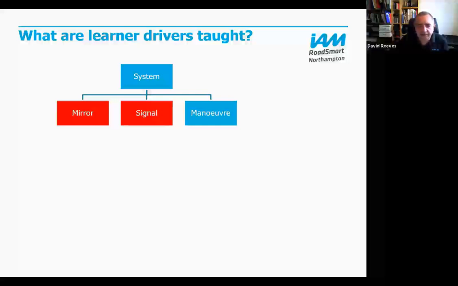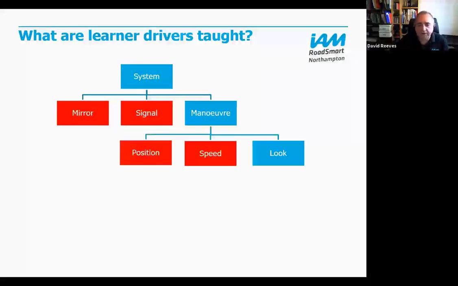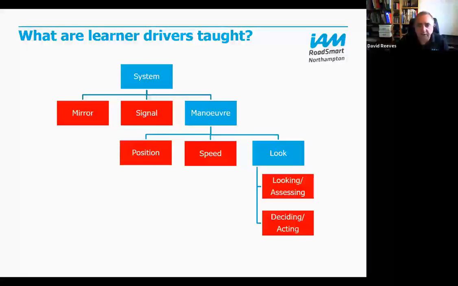But actually, these days that gets expanded somewhat. Mirror signal obviously is there. Maneuver gets further extended, particularly into position, speed, and look. It's nice and simple. You can do things in a particular sequence, and very often the final one gets further expanded to something like this: looking and assessing, deciding and acting.